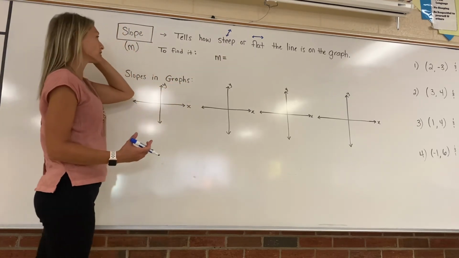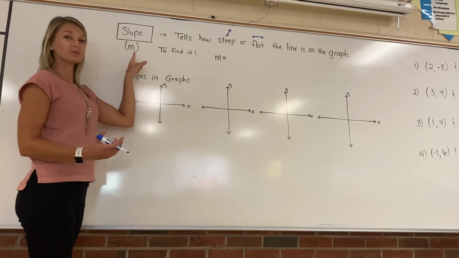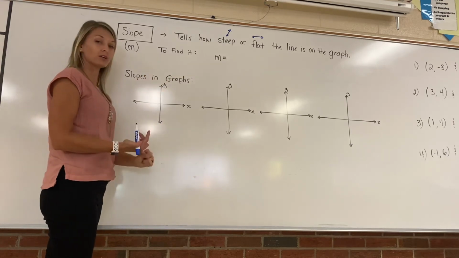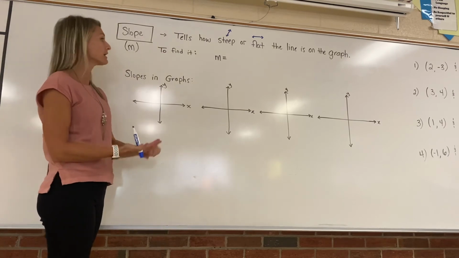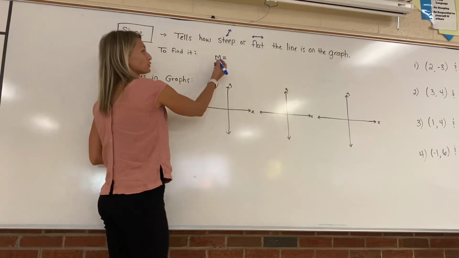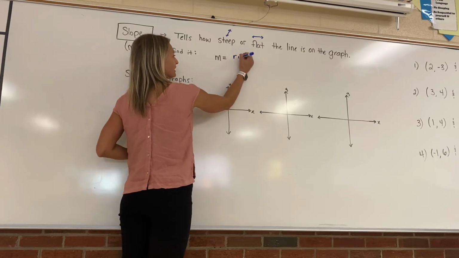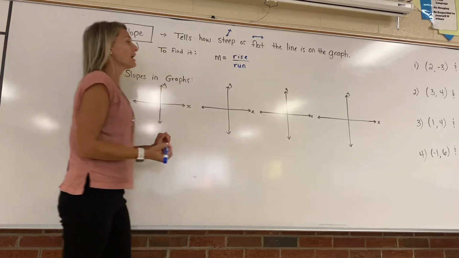All right, so how do you find slope? Well, first of all, the letter they use for slope is an M. And to find it, you can find it by looking at a graph, or you can find it by using an equation. So if you're looking at a graph to find the slope, you're going to think of it as rise over run.